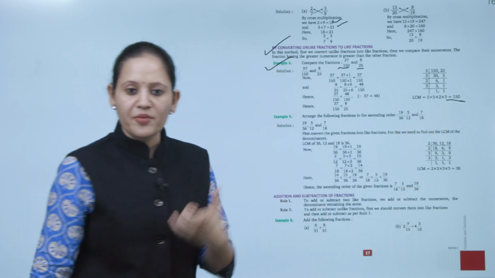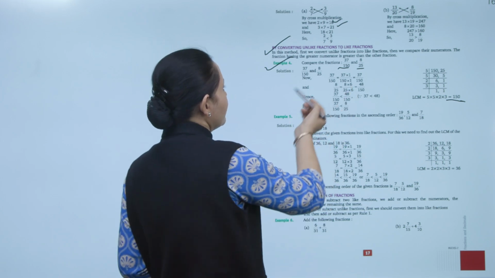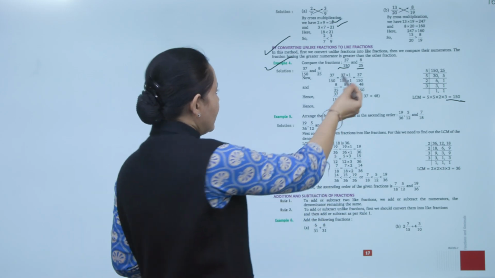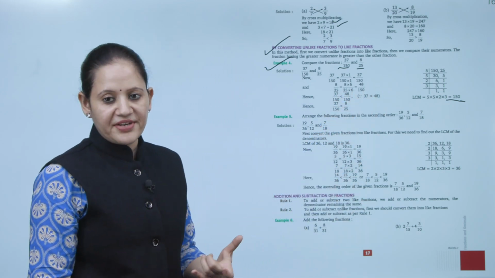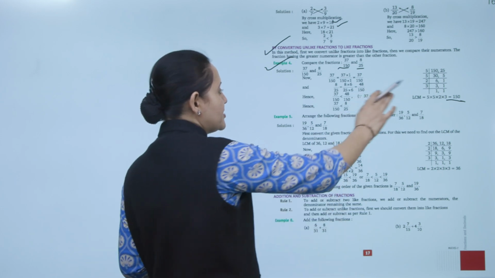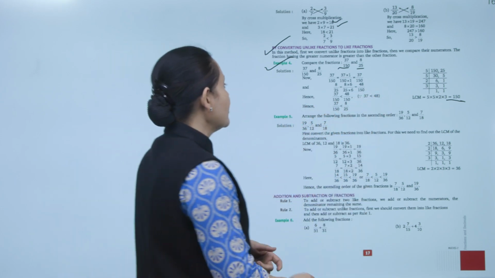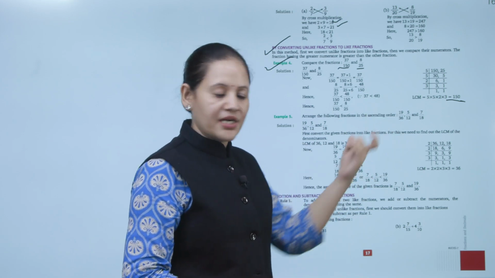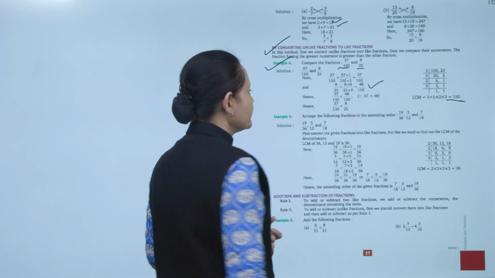Now we will make the denominators the same. So we will multiply by a suitable number. Here the first fraction's denominator is already 150, so we will write it as 37 upon 150. Next, 8 upon 25. So what will we do? The LCM is 150, we will divide it by the denominator, 25, so we'll get 6. Now we'll multiply 6 with both the numerator and denominator, so we'll get 48 upon 150.